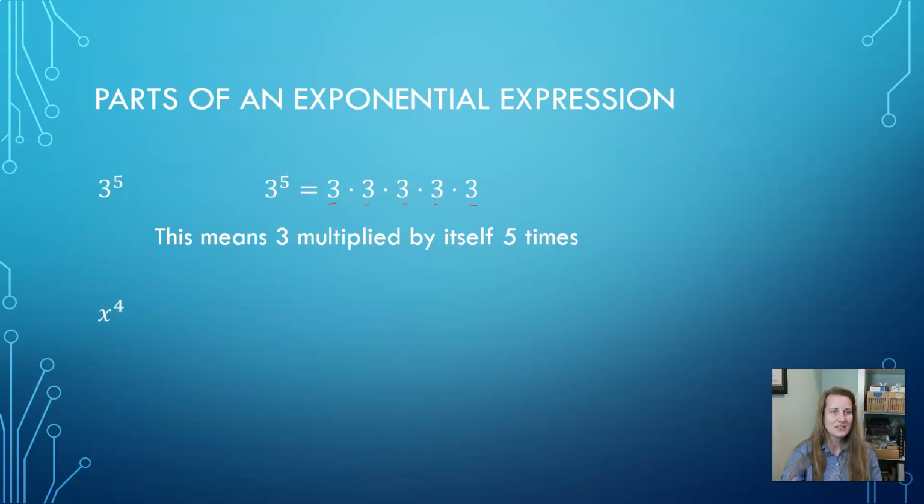Okay, what about x to the 4th? My base is x as marked, and my power is 4. That means I multiply x by itself 4 times. What about 0 cubed? Same thing. 0 times 0 times 0 equals 0.